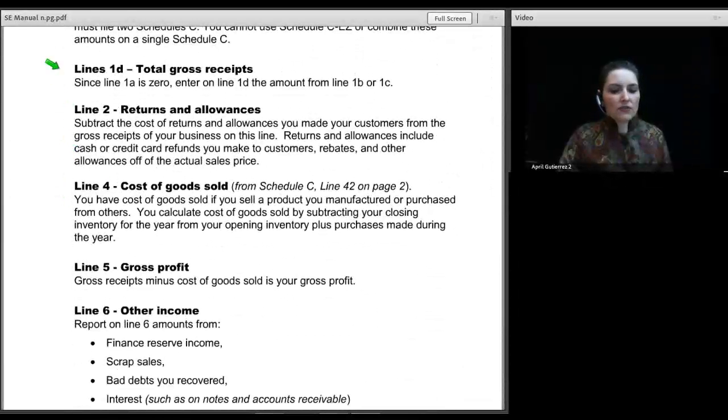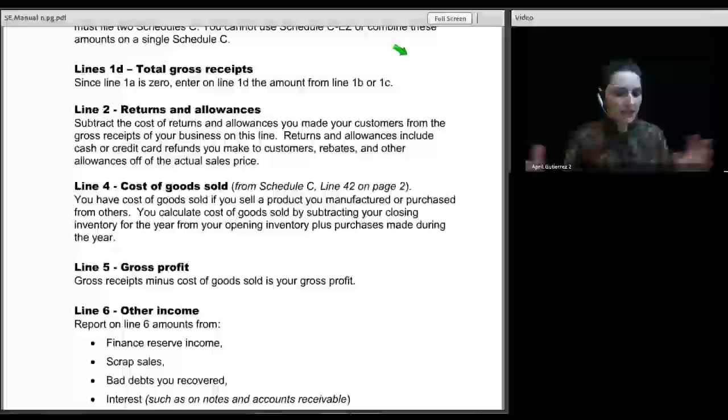Line 1D, total gross receipts. Since line 1A is 0 for 2011, IRS says enter either the amount on line 1B or line 1C, but you would never combine line 1B and 1C because statutory employee wages should never be combined with any other form of self-employment. Statutory employee wages and self-employment income belong on separate Schedule Cs.